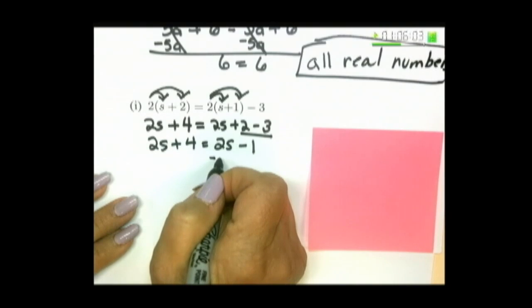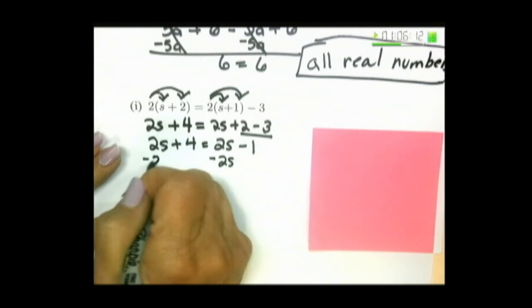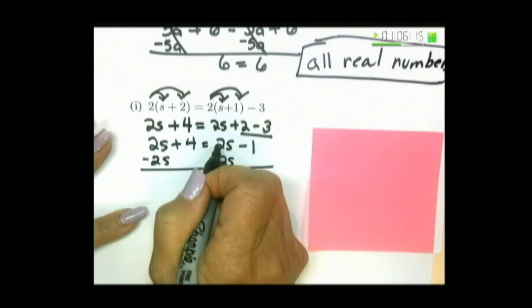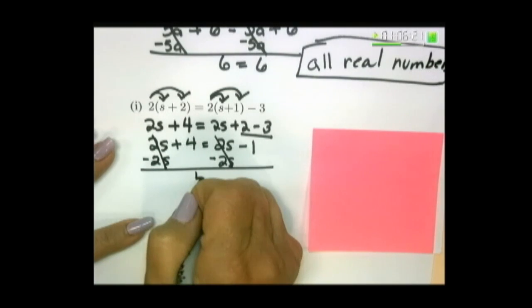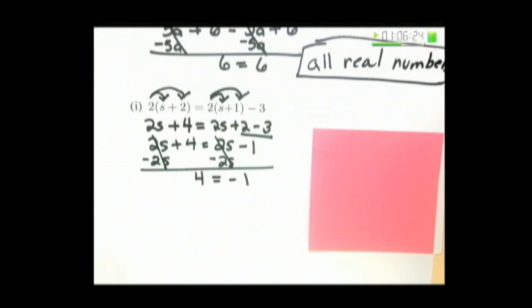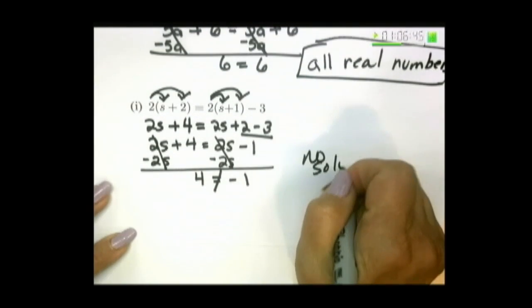So I need to get rid of this 2s that's on the right-hand side because I want my final line to be s equal a number, where s is on the left-hand side. So when I get rid of it, I end up getting rid of it on the right-hand side and the left-hand side. My variable goes away, and I get 4 equals negative 1. Once the variable goes away, again, your answer choices will either be no solution or all real numbers. But 4 doesn't equal negative 1. There's no value of s that would allow 4 to equal negative 1. So the answer here is no solution.